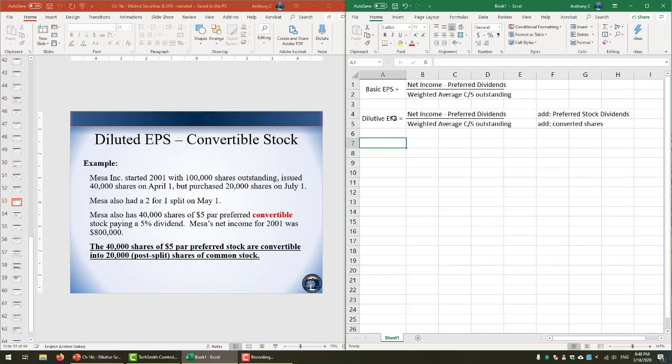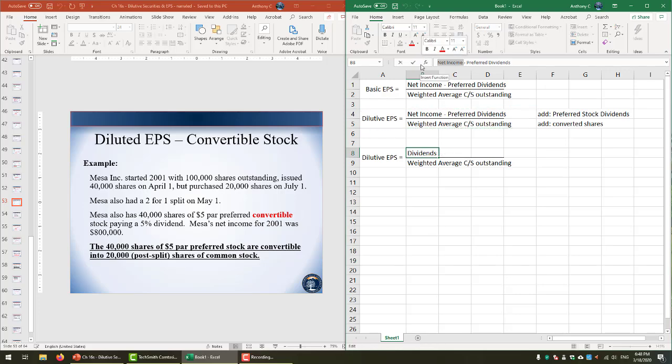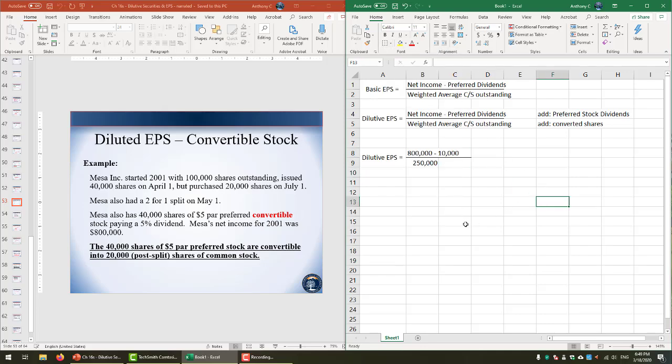So if you remember before, our basic EPS when we started calculating this was $800,000 net income, $10,000 in preferred dividends, and when we calculated out the weighted average common stock outstanding, it was 250,000. Right, so this was our basic EPS before. In this case, it now tells us the 40,000 shares of $5 par preferred stock are convertible into 20,000 post-split shares of common stock.